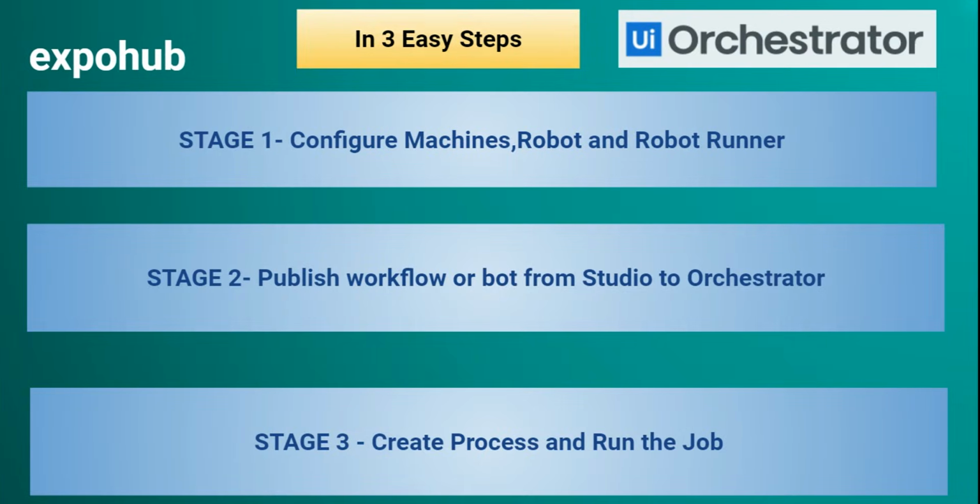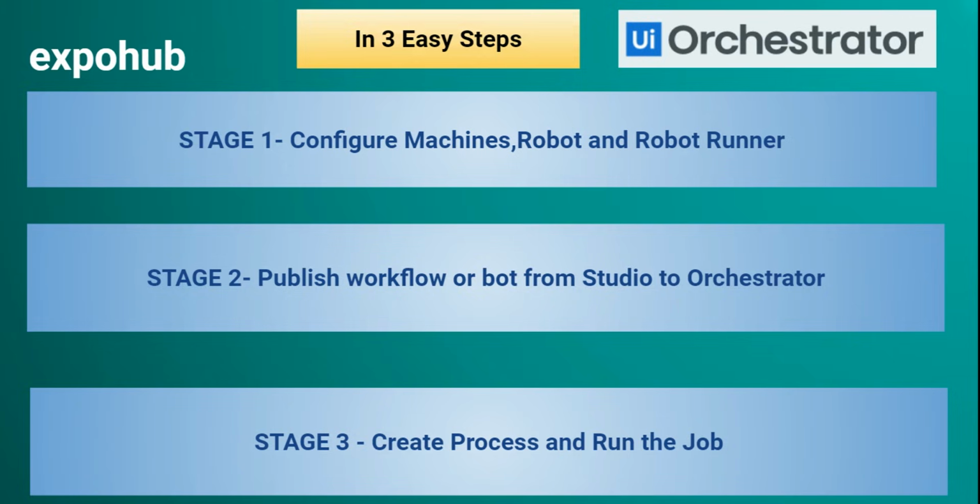In this one, there are only 3 easy steps. By following these 3 easy steps, we can master Orchestrator. We can publish the bots that we have designed in Studio, and we can schedule them, and a lot of things can be done just by learning these first 3 stages. This is very critical and very easy to understand.